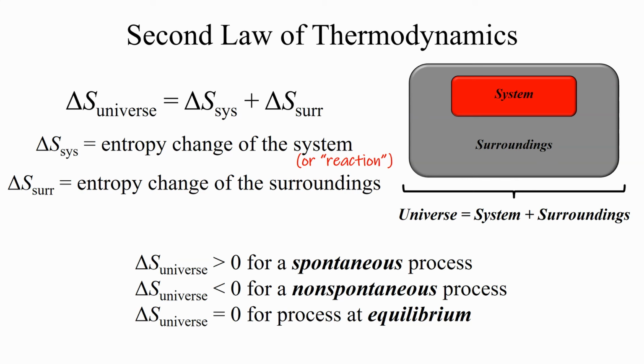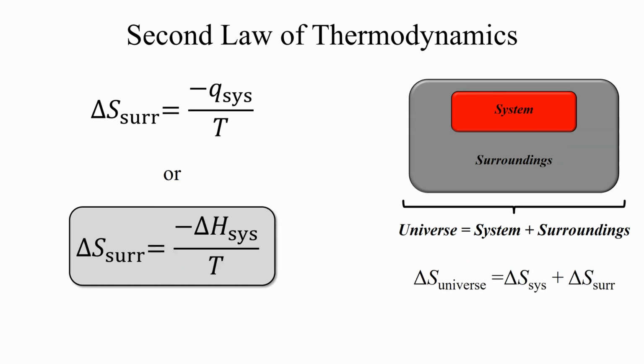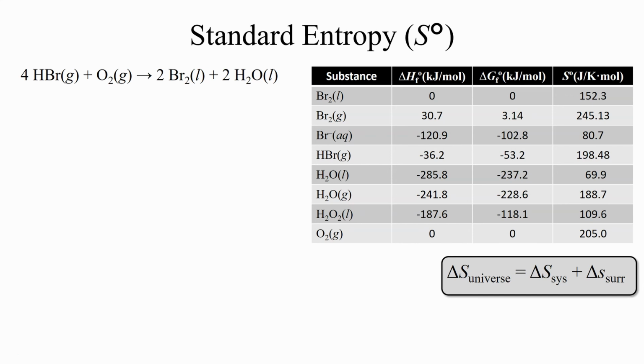Well, we know what the entropy change of the system is. That's the entropy change of the reaction, which we just calculated from the standard entropies found in the back of the book. But how do we find the entropy change of the surroundings? For the entropy change of the surroundings, we need to use this equation. We need to know the enthalpy of the reaction and the temperature at which the reaction was performed, which in this case we're going to assume is room temperature, 25 degrees Celsius, or 298.15 Kelvin. So we have a lot of calculations to perform here. Let's use our hydrogen bromide oxygen reaction as an example.